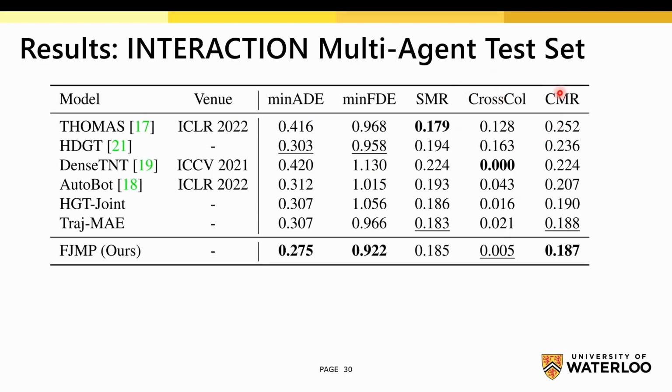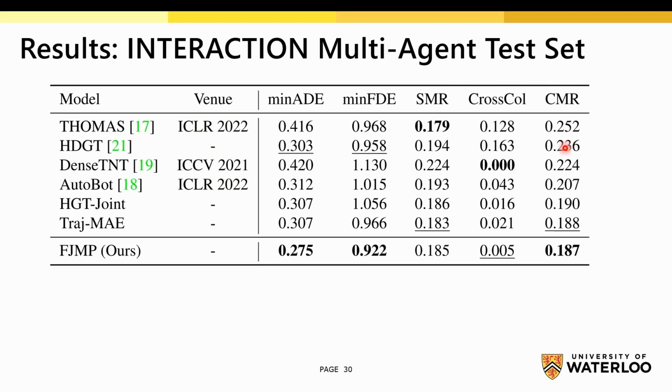Cross-collision just measures the proportion of modalities that contain at least one collision. And then CMR, or consistent miss rate, is the exact same as seen miss rate, but if your seen prediction contains a collision, we count this as a miss as well. And this is the official ranking metric on the right.